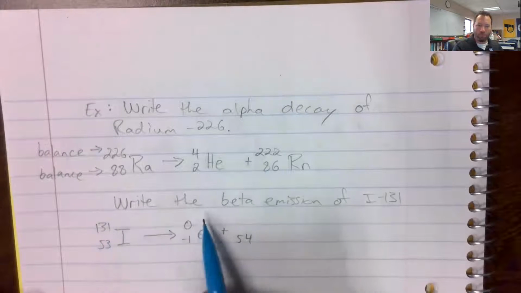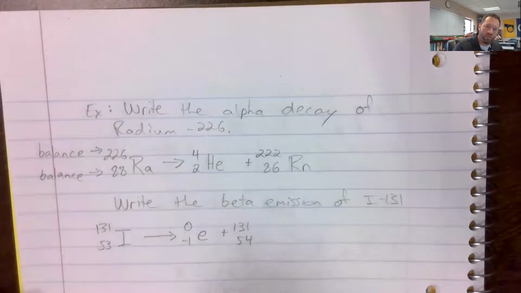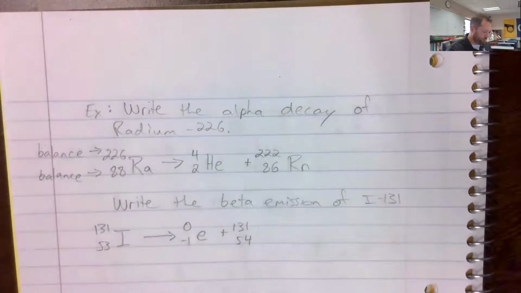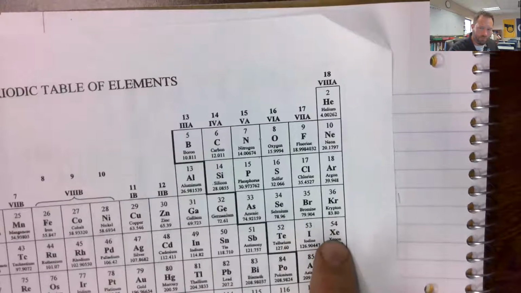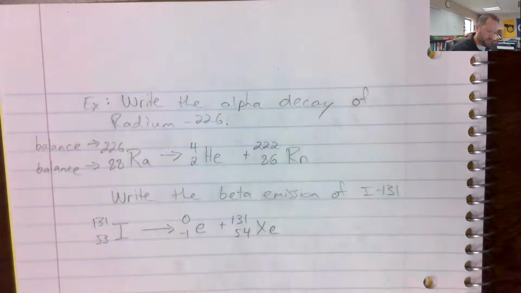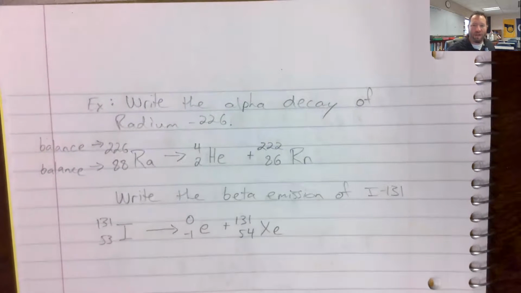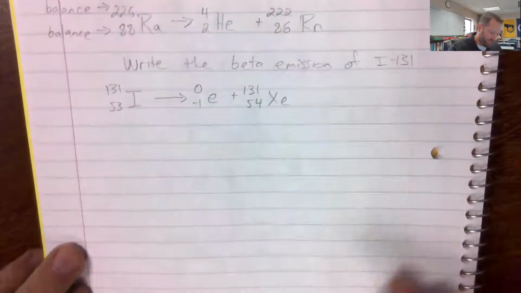The numbers on top are pretty easy. We're working with a 0 there. So 131 on top, 54 on bottom. 54 is Xe, xenon. There we go. That's our balanced nuclear equation for iodine-131 by beta decay. Got one more example for you guys. We haven't worked with gamma yet, so let's take a look at gamma.